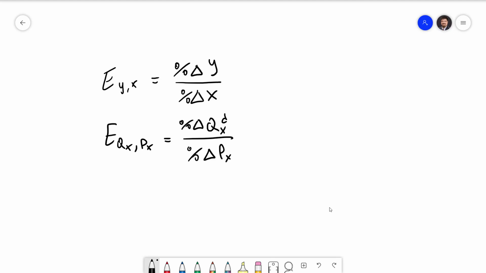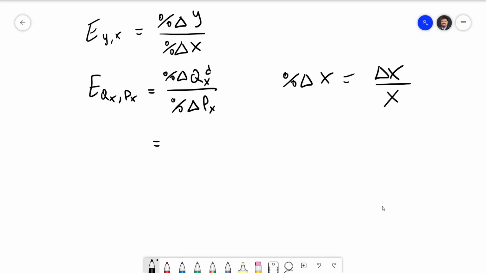When we go about actually calculating this from our demand functions, we're going to do a little bit of algebra here to make this easier to calculate when we have a demand function. We will use the definition of the percent change in x is the change in x divided by the current level of x. I'm going to plug that into our equation here. So the percent change in quantity demanded becomes just the change in quantity demanded divided by the quantity of x, divided by the change in price divided by the current price. From here, we will use the rules for dividing fractions. We multiply by the reciprocal.